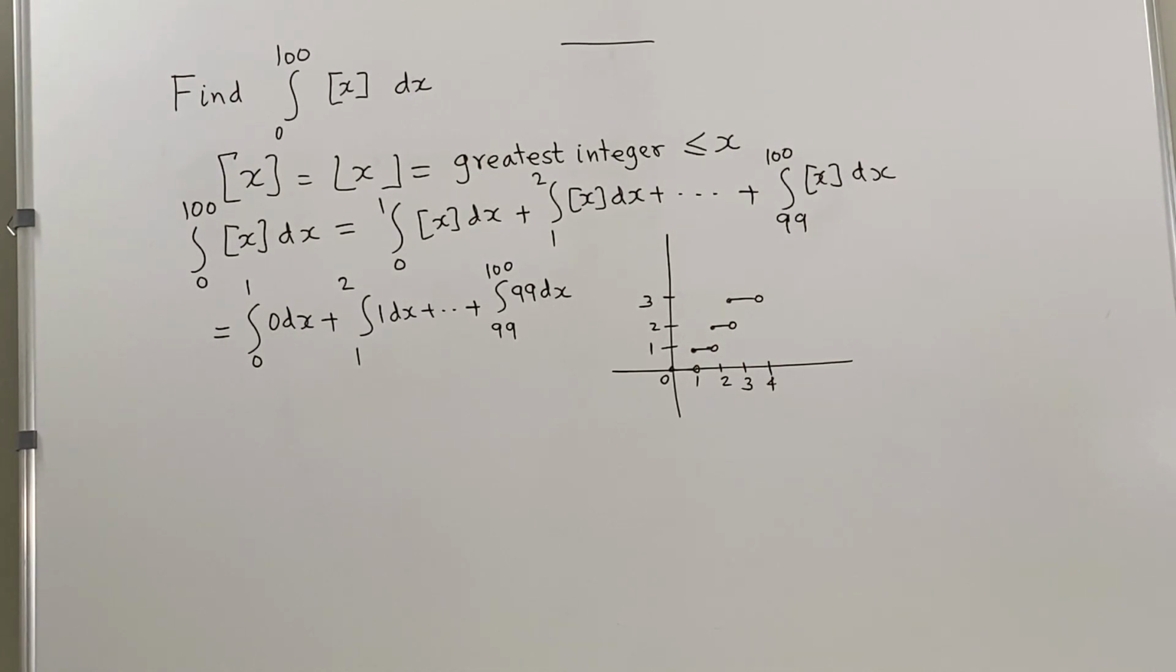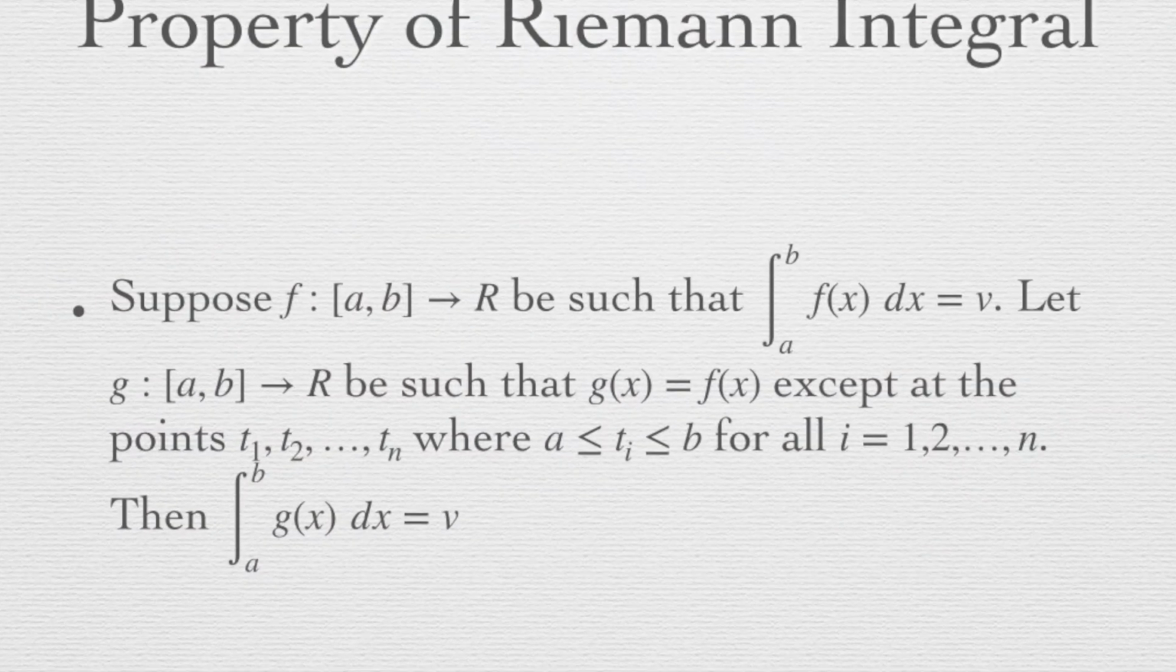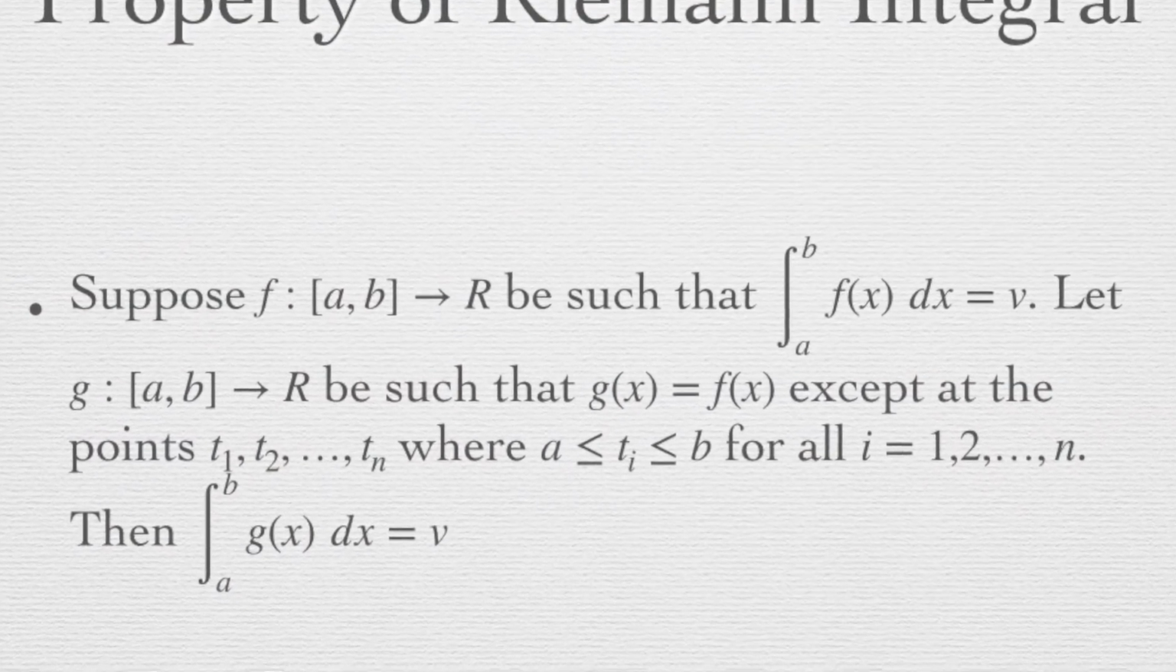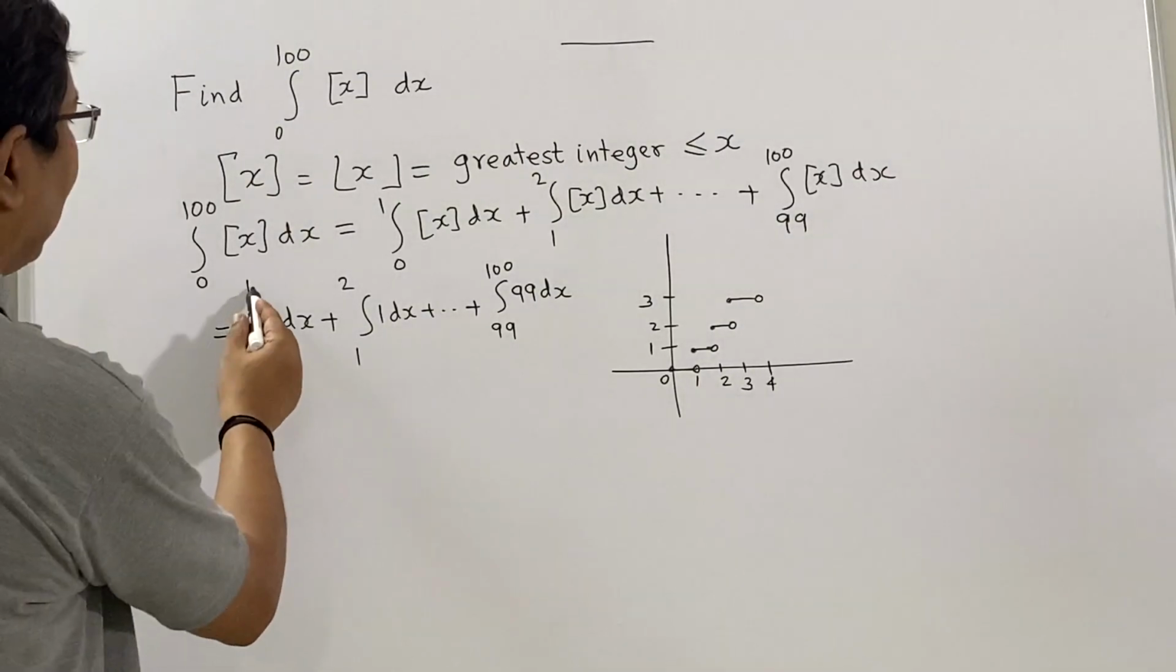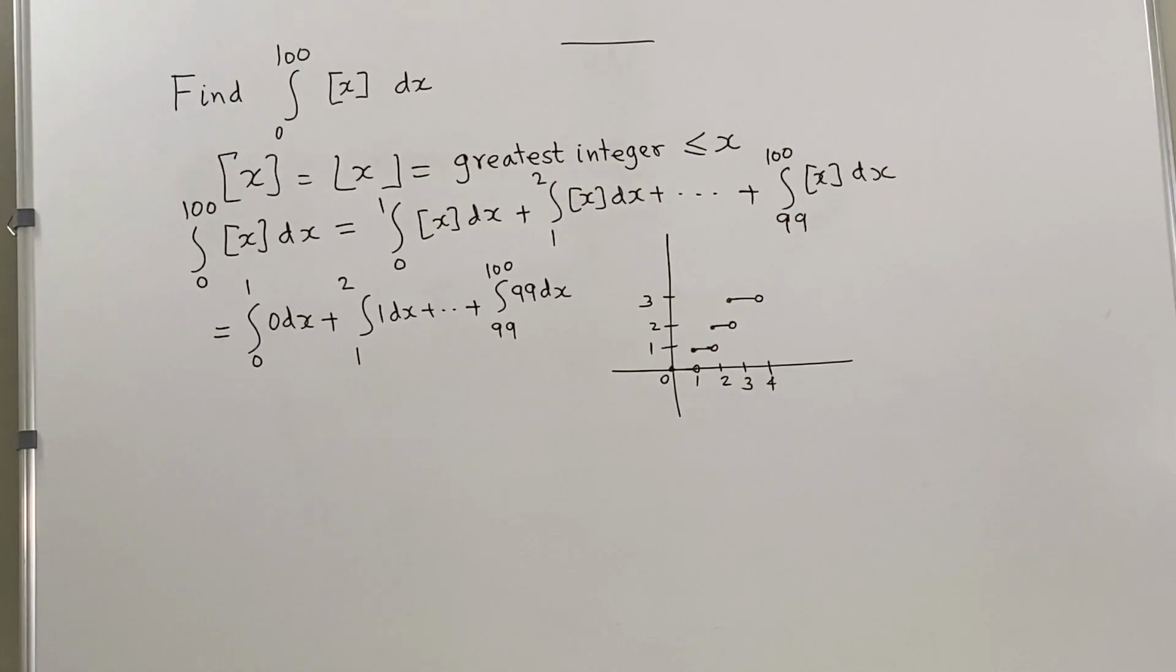The answer is no, that will not be a problem, because in the case of Riemann integral, if you change the value of the function at a finite number of points, then the integral is not changed. So the modified function will have the same integral as the original function. So therefore, if we modify this value at the point 1 to 0, nothing actually changes in terms of the integral. The function changes, but in terms of the integral, nothing changes.